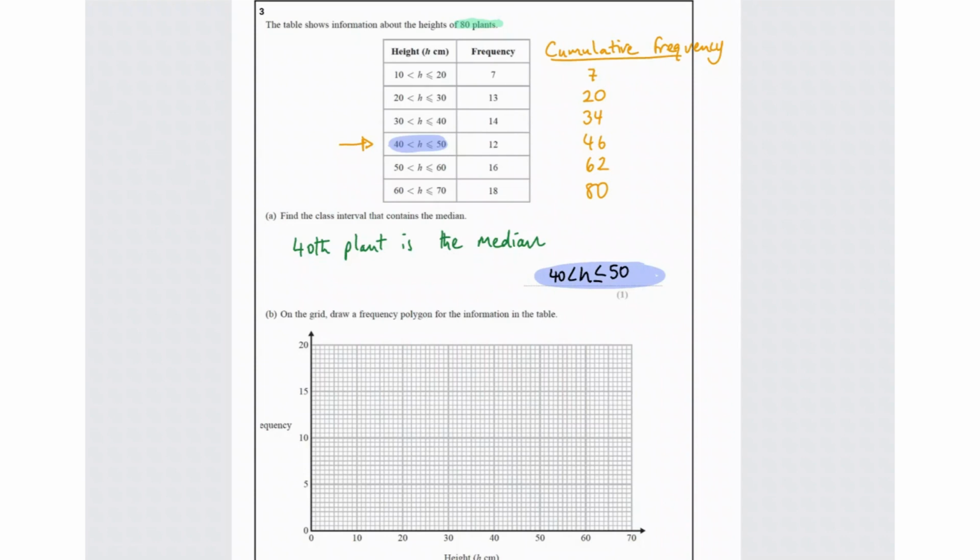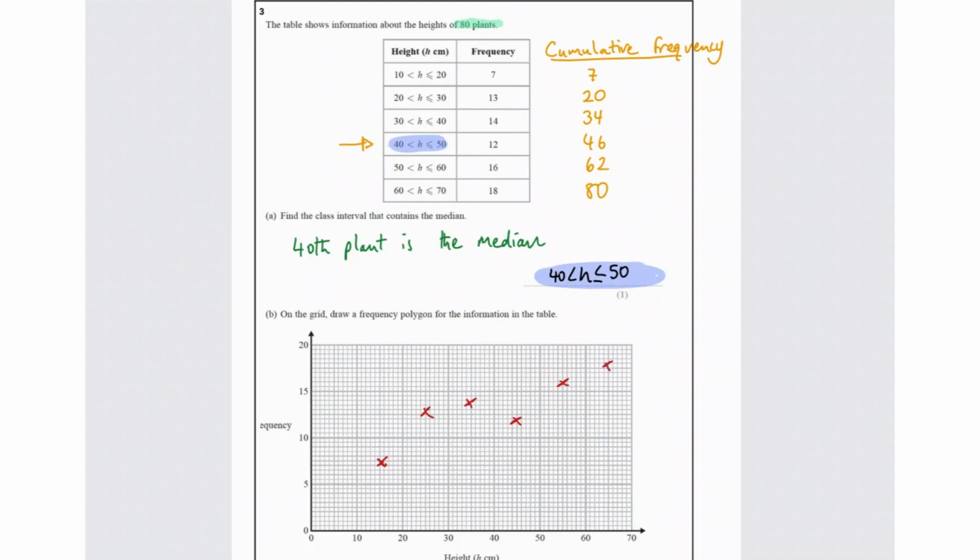And now, last of all, we need to plot the frequency polygon. So again, we've got to go to the middle of each group and we've got to find, so the first group is 10 to 20 and a frequency of 7. Be careful on this scale. And then 13. Next one 14. Next one 12. 16. And finally 18, the 60 to 70 group.